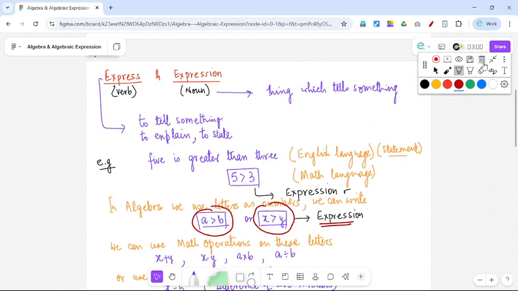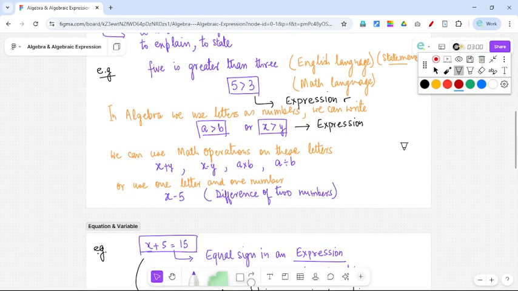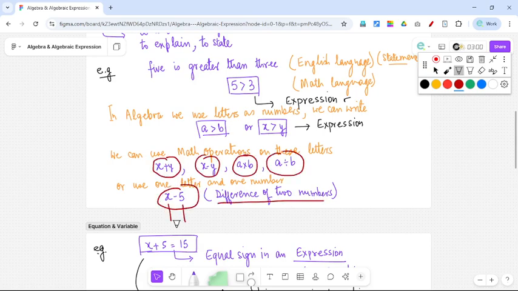We can also use math operations on these letters since they are numbers. So we can write X plus Y, X minus Y, A multiplied by B, A divided by B. So these are all expressions. Or we can say one letter and one number. So this is a difference of two numbers, X minus 5. This is also an expression.